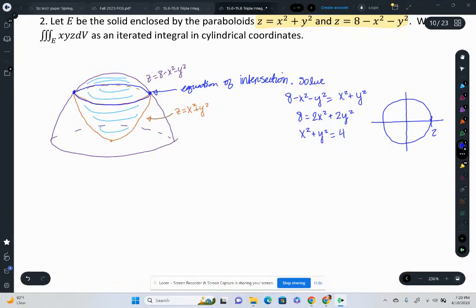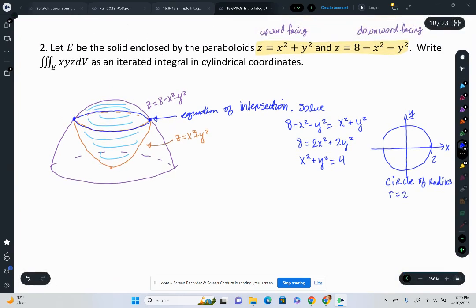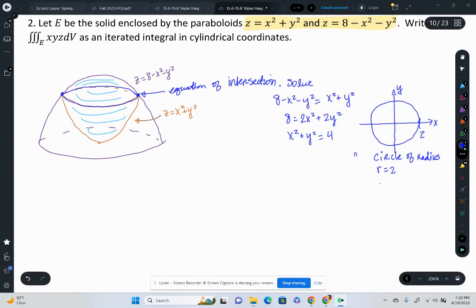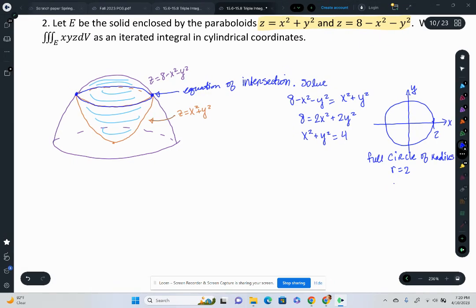Just draw a very simple one, and that's good enough. So this is x and this is y. Okay, now, so circle of radius 2, and it's a full circle. We have nothing saying that we are going to restrict to any octant or anything, and so it's a full circle. All right, now I want to get an octant on here.